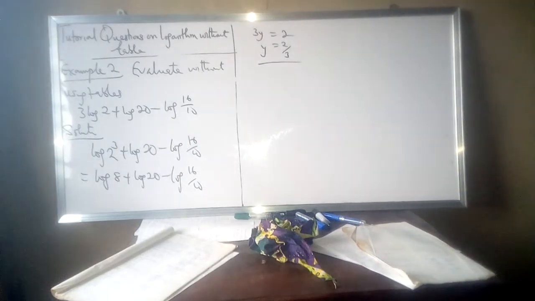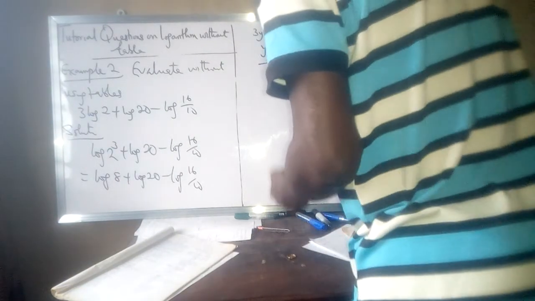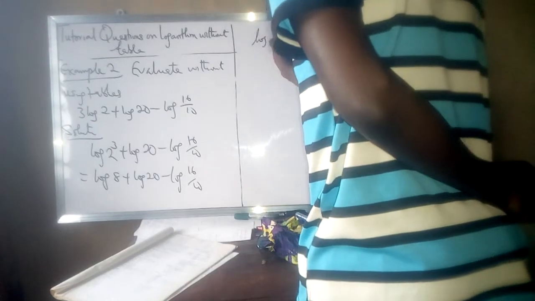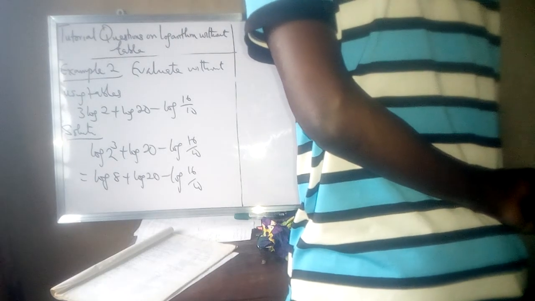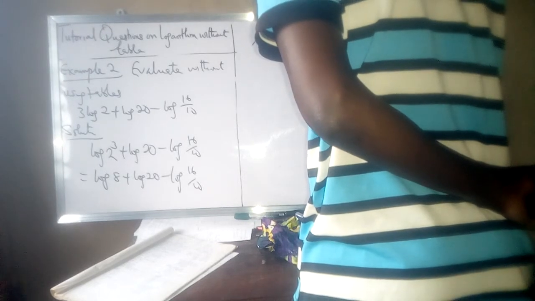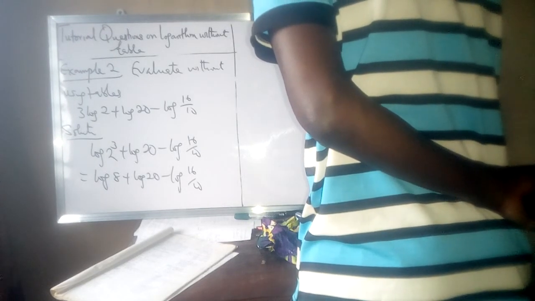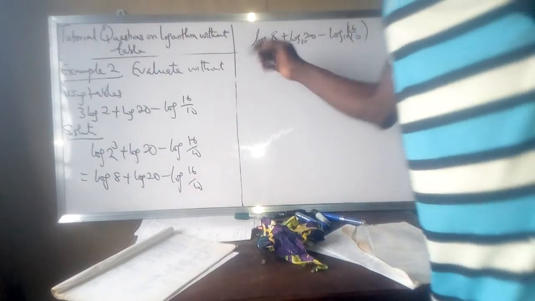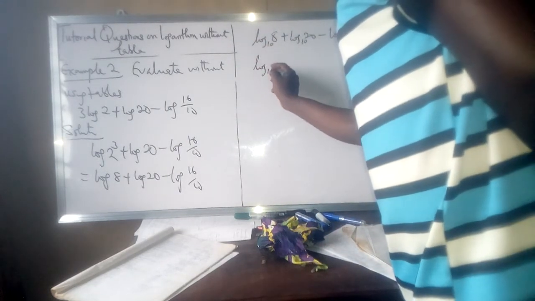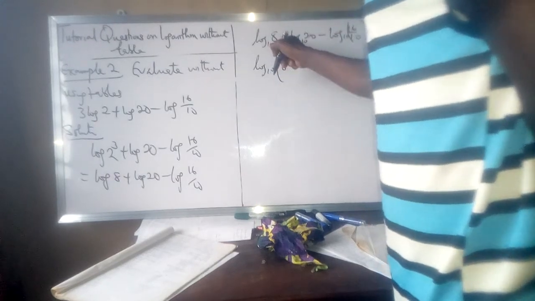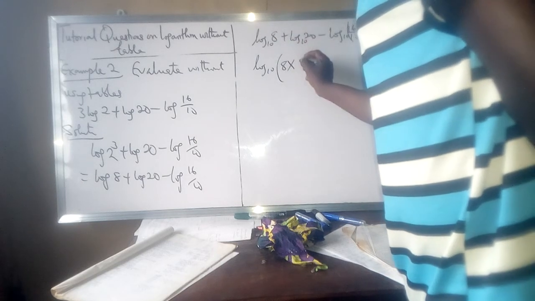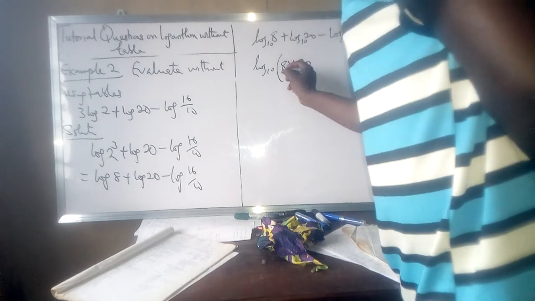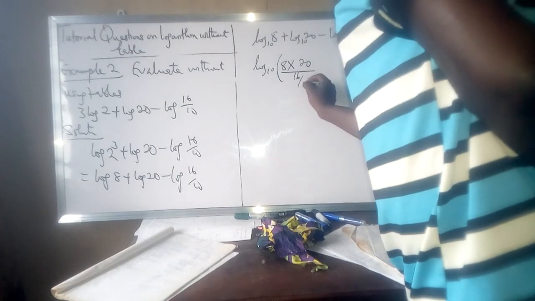Log to base 10 is a common logarithm base. So if you like now, you can introduce the base in your working. You can say log 8 base 10, plus log 20 base 10 minus log 16 over 10 base 10. Why? Because we know base 10 is common, so it's a common logarithm. So now pick log of base 10, 8. Don't forget the first basic law. Addition sign will change to multiplication sign. Multiply by 20. Then minus here will be divided by 16 all over 10.